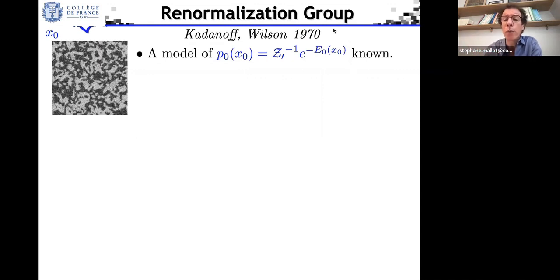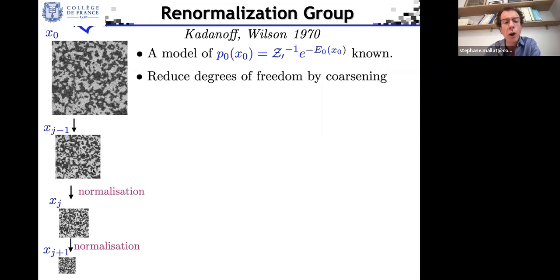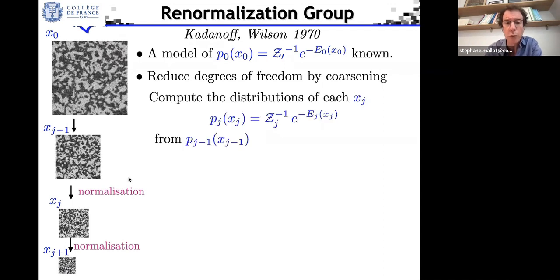And in this framework, we suppose that we do know the Hamiltonian. In other words, we do know the energy. And the idea is to try to reduce the number of degrees of freedom. And to do that, you progressively build a coarser and coarser approximation of your field with averaging and subsampling. So once you reduce the size of your field, the idea is to try to compute what is the probability distribution of this field at a larger scale. And that's going to define a new energy function. And of course, you can compute this probability distribution from fine scale to a coarse scale by doing marginal integrations.